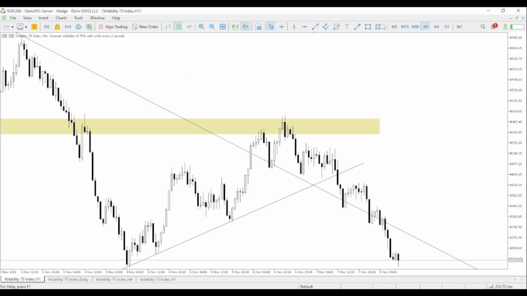So now let's mark this place. Now this is our support level. You can see it. This is our support level now.